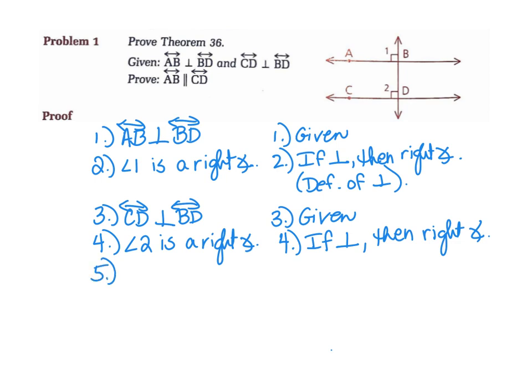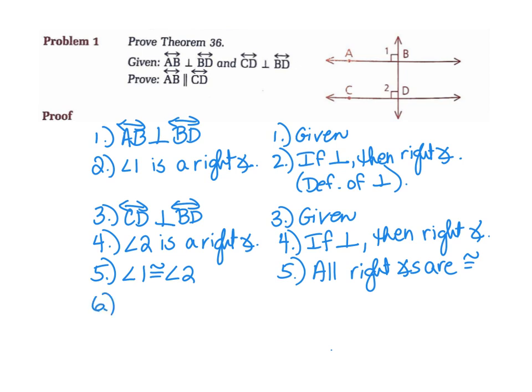Now, in order to prove that these lines are parallel, I have to show that these angles are congruent. Since they're both right angles, I know they're congruent. That is a theorem. So I can now say angle 1 is congruent to angle 2. And my reason is all right angles are congruent.